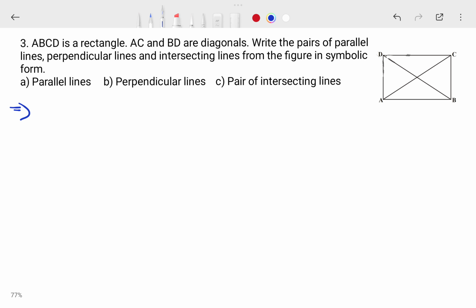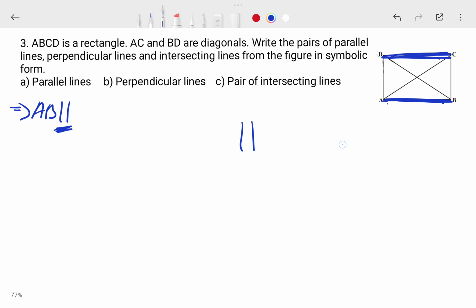How can we find the parallel lines? That's simple. If you see this AB, yes, AB is one line, and this CD is also one line. Are both parallel or not? Yes, both are parallel. So here A and B, AB is one line, and AB and DC are parallel. So we can write parallel lines like that.